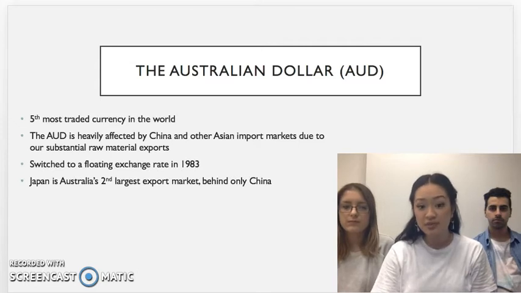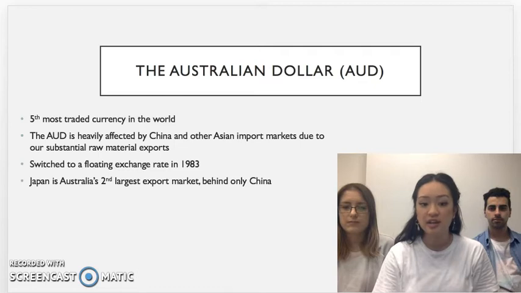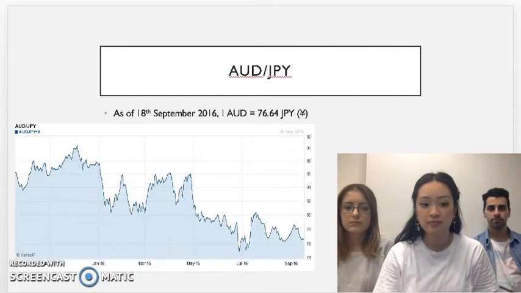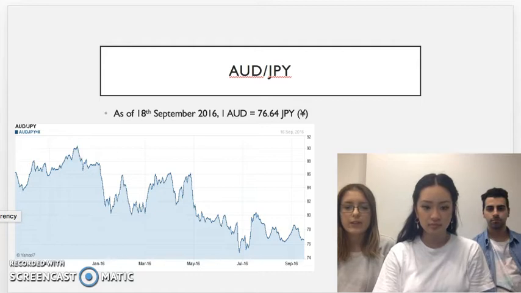The Australian dollar is the fifth most traded currency in the world, and it switched to a floating exchange rate in 1983. Japan is Australia's second largest export market behind only China. Therefore, our exchange rate with Japan is influential in determining economic success within our own borders. From the graph above, it can be observed that the Japanese yen has been fairly volatile, however, it has been steadily decreasing against the Australian dollar.